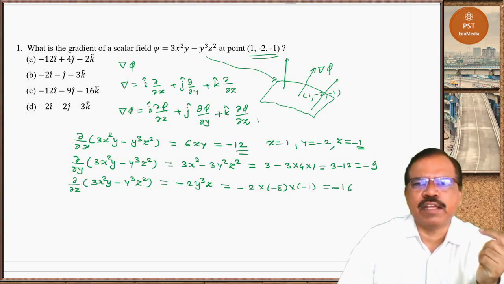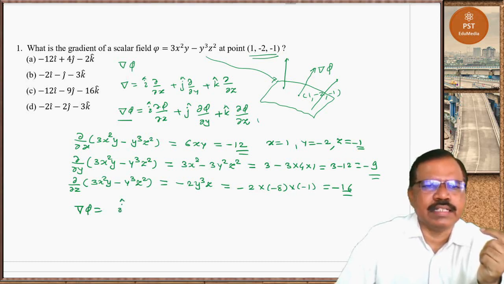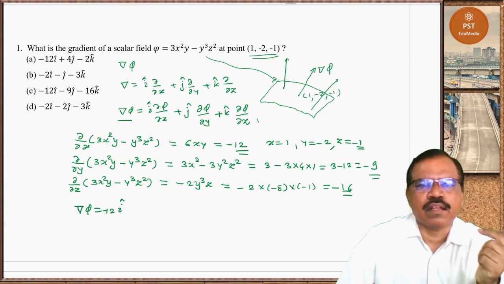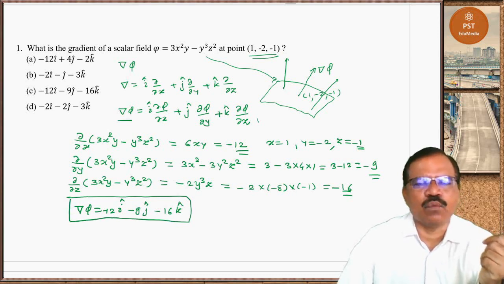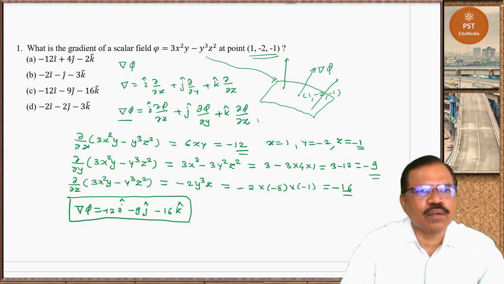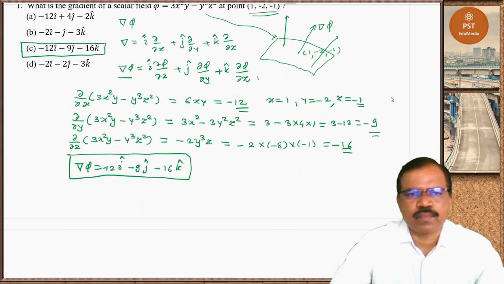So see here, minus 12, minus 9, minus 16. So del phi is equal to i multiplied by minus 12, then j multiplied by del phi by del y, so minus 9j, minus 16k. So this is the gradient of the scalar function at 1, minus 2, minus 1. Out of these four alternatives, this third one is correct.